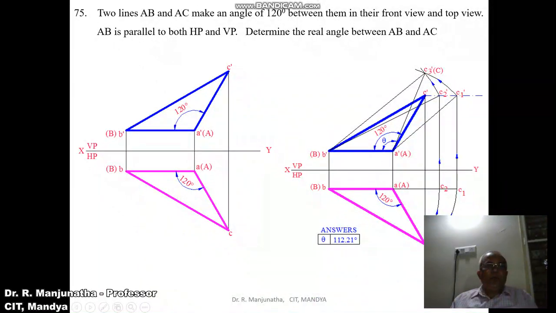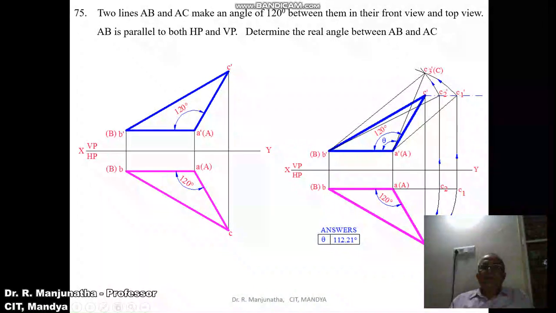That is, two lines, capital AB and AC, make an angle of 120 degrees between them in their front view and top view. Capital AB is parallel to both HP and VP. Determine the real angle between AB and AC. So this is the problem which is given.